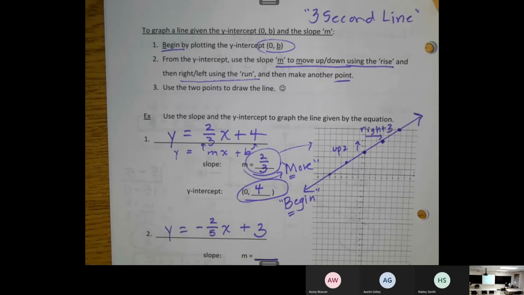Could somebody on Teams help us out with the slope and the y-intercept this time? Maybe Austin or Avery or Haley? Or Bria. Bria made it. Yay.